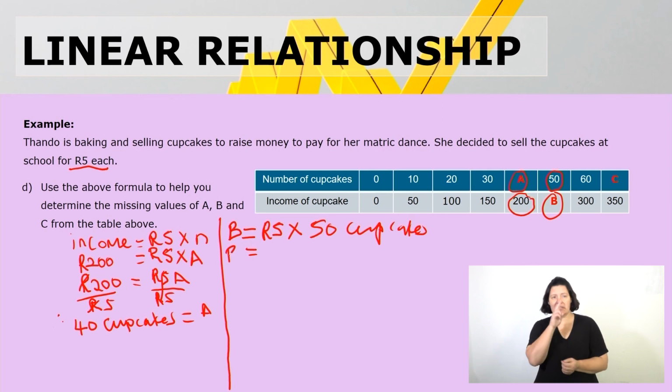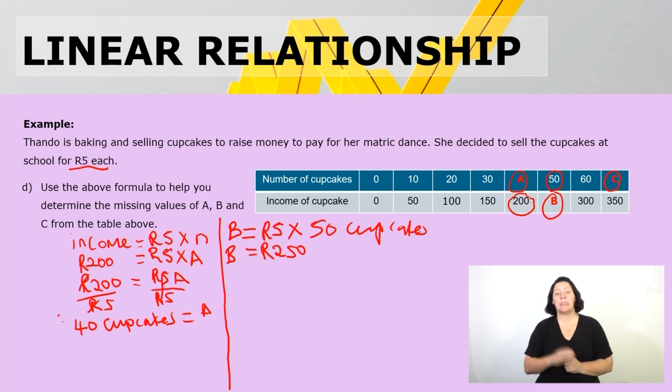So let's see, B will be equal to 5 multiplied by 50. What is the answer? It is 250. Then we are looking for C, sorry about that, we are looking for C.